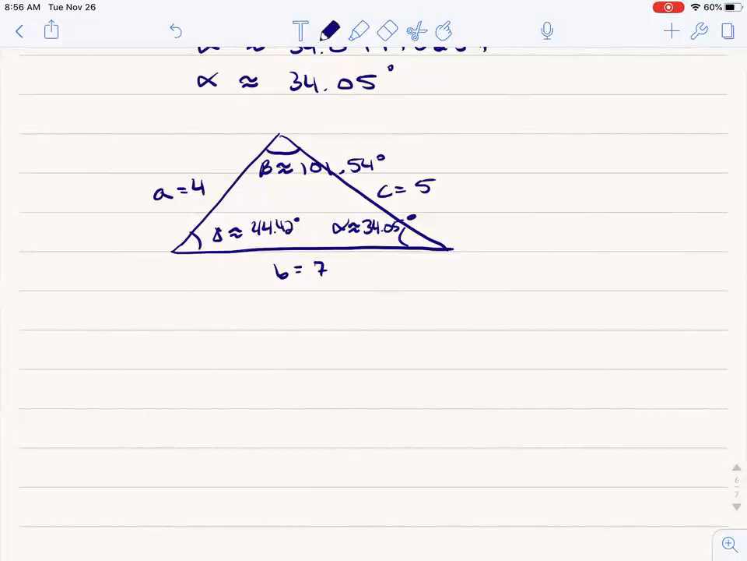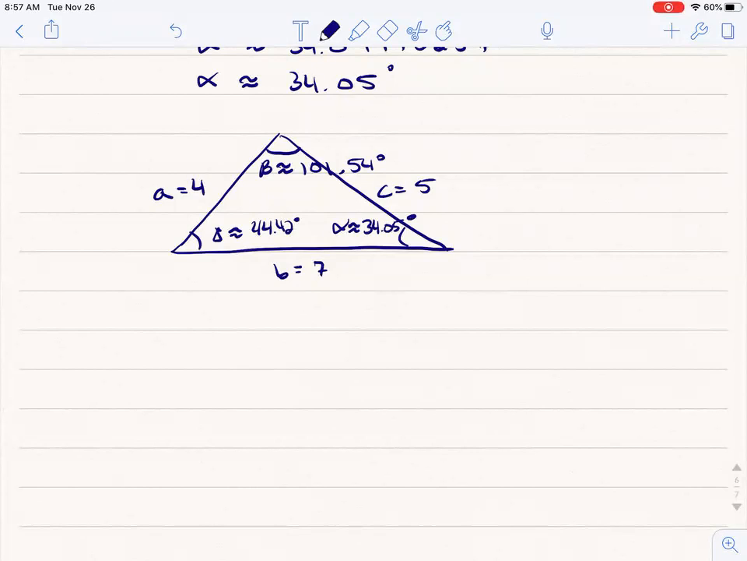If we do 101.54 plus 44.42 plus 34.05, oops, I get 180.01, right? The reason for that is because I've been rounding, right? And so we have to keep that in mind.